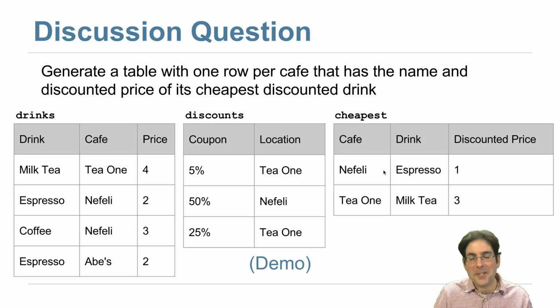Here's a discussion question, or a question for you to think about. Let's say we want to generate a table with one row per cafe that has the name and discounted price of the cheapest discounted drink at that cafe.